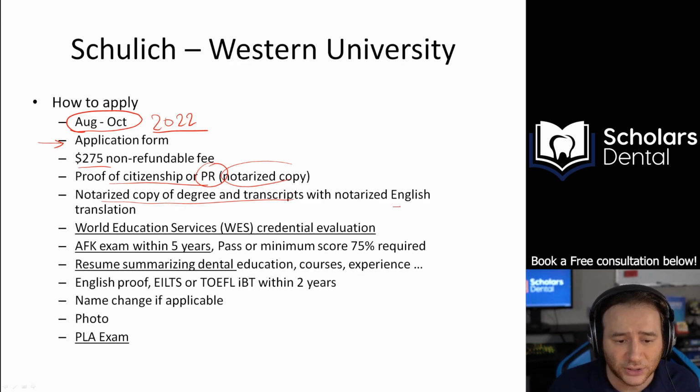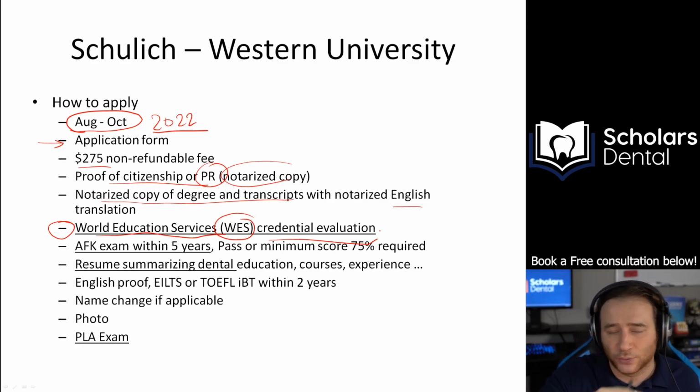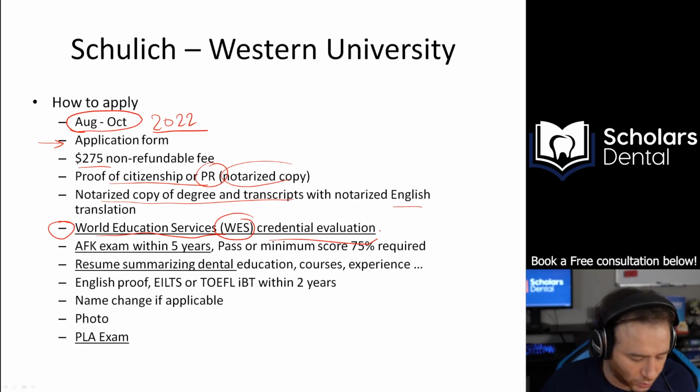English translation if needed. Now, something different in Western was this thing, World Education Services, WES Credential Validation. I think it's a service that checks your degree and transcripts and makes sure that they're credible. So it's something separate. You'll find it on their website. We'll look into it, and then you just click on it and it'll take you through a process.